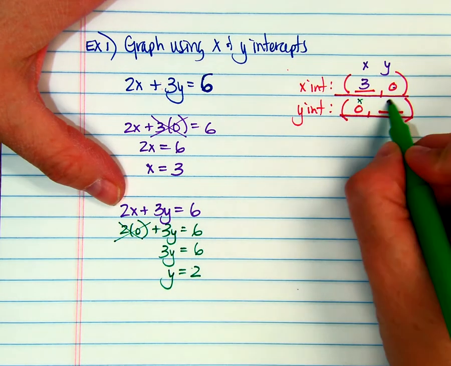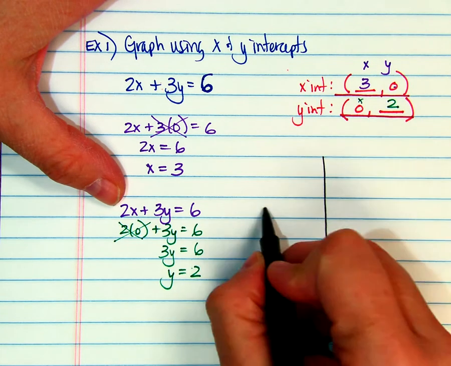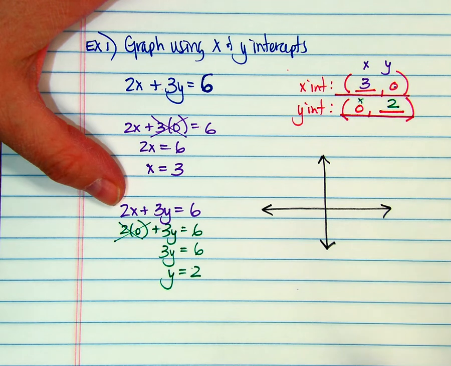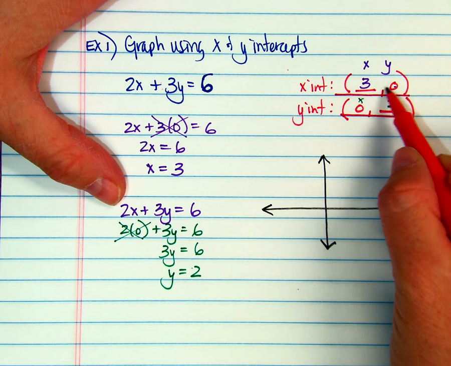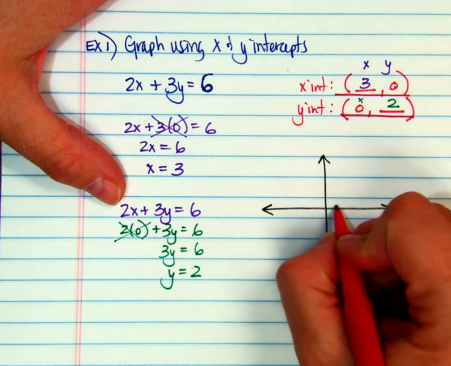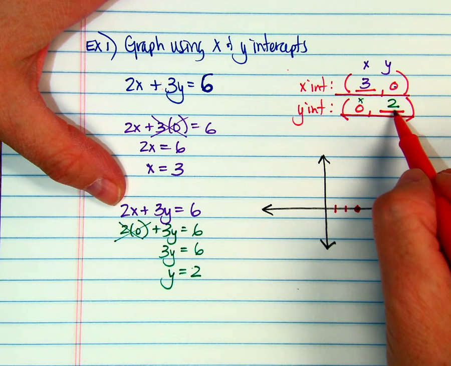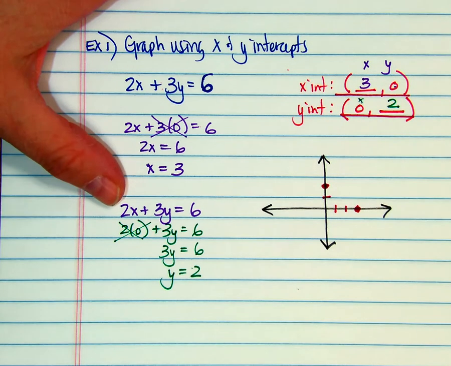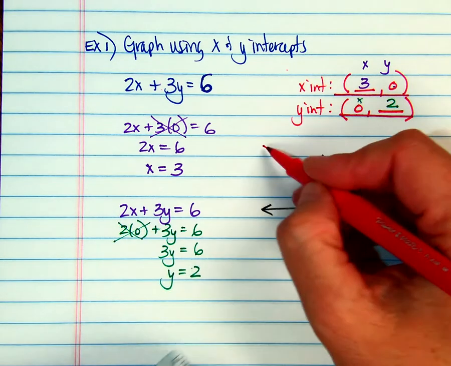If I were to graph this using x and y intercepts, and this is the exception to the rule, typically we like to have 3 points, but if you're graphing with x and y intercepts, you only use 2. I'm looking for 3 and 0 on the x-axis. I'm looking for 0, 2 on the y-axis. And then I would graph my line.